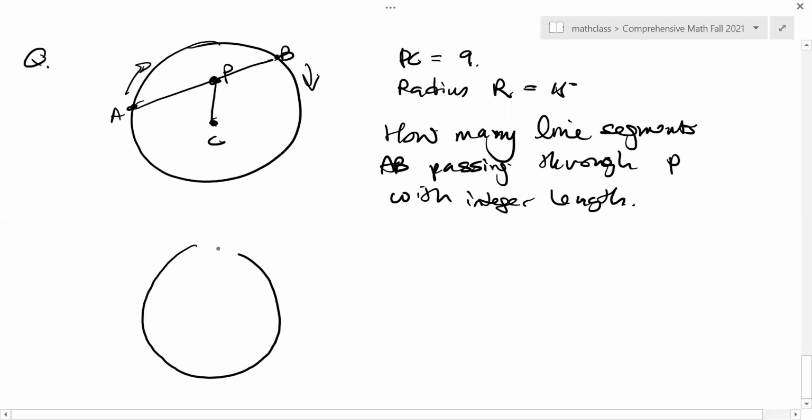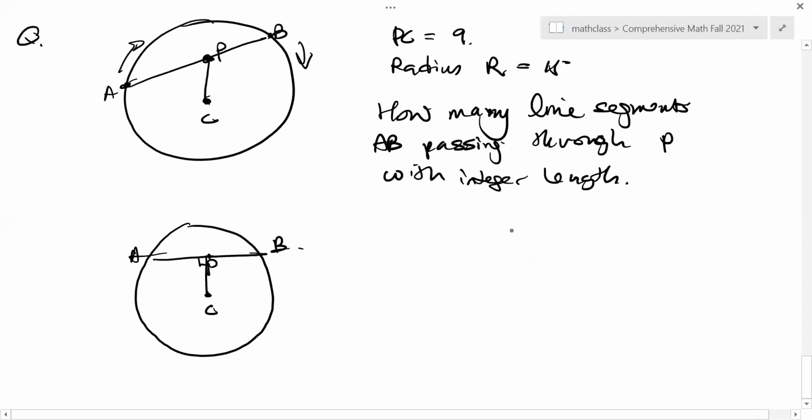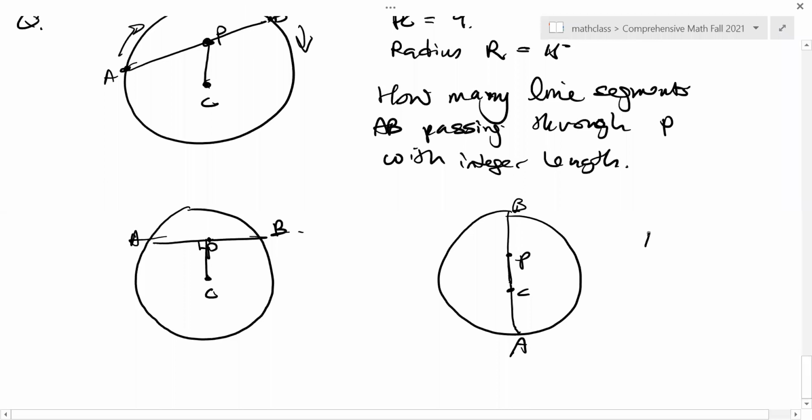Any ideas? The shortest one is the one perpendicular to this line segment. So this is AB. The longest one will be this, passing through the center. This is C, here's B, and that's A. That's the longest one. AB is going to be double the radius, an integer.